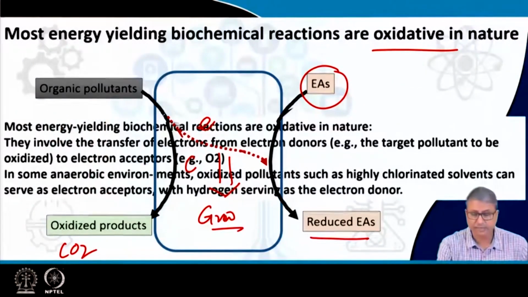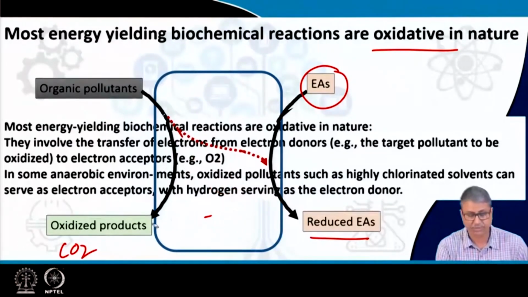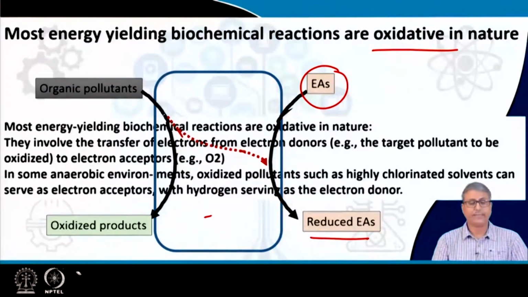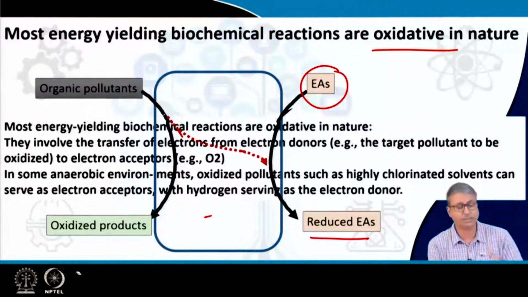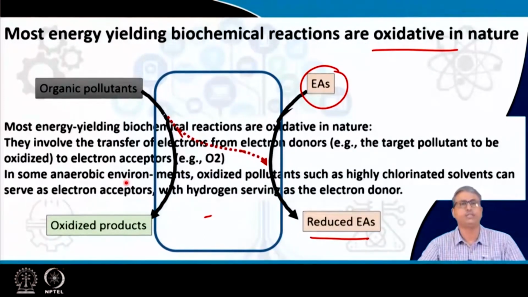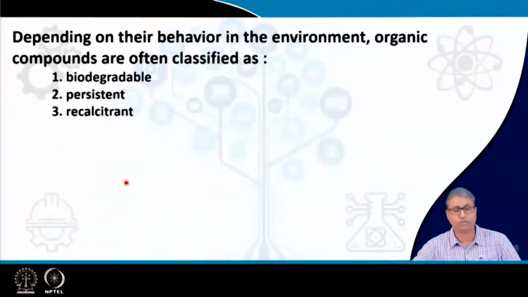Now, the most energy-yielding biochemical reactions that we see here are oxidative in nature, and they involve the transfer of electrons from the electron donors, like the organic pollutants, as I explained, which act as electron donors, and they are able to transfer the electrons to the electron acceptor, the terminal electron acceptor, for example oxygen, or other electron acceptors if oxygen is not available or under anoxic conditions. Therefore, in some anaerobic environments, the oxidized pollutants, including the chlorinated solvents or nitroaromatics, can also act as the electron acceptor, and therefore, they may facilitate the biodegradation of those compounds as well.